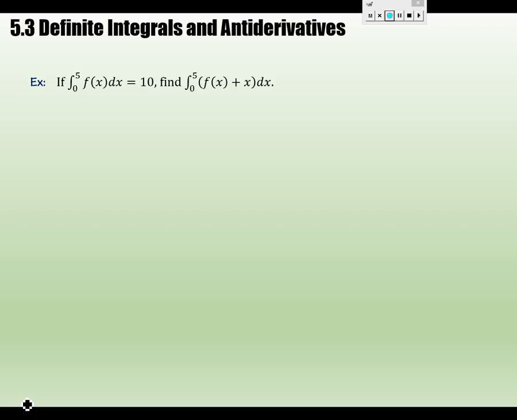It's an interesting question. Keep in mind here that the function f is not y equals 10. That's not the function f. Is that clear? We have no idea. It could be some crazy curvy function f. I'm just telling you that the integral of f from 0 to 5 is 10. That's all I'm telling you. So work it out with your group. I don't want to give it away yet. Take a chance to think it through.